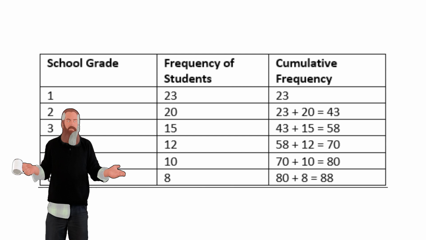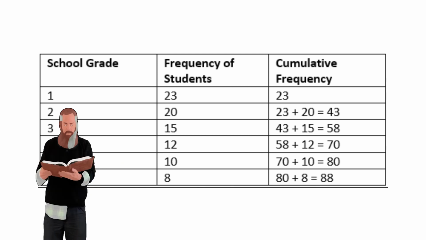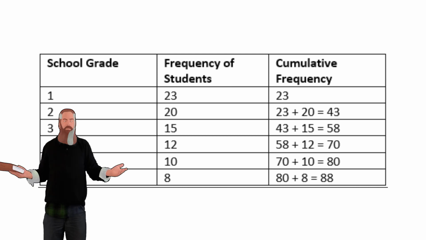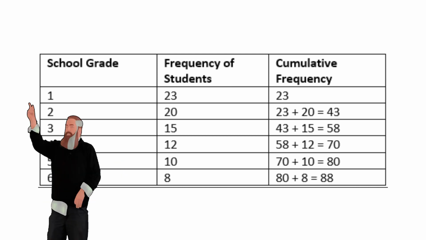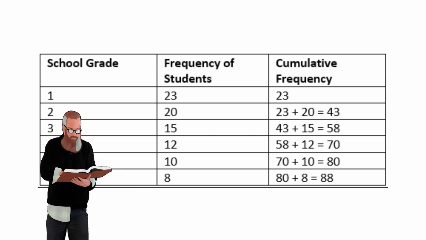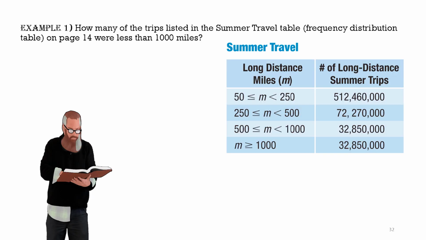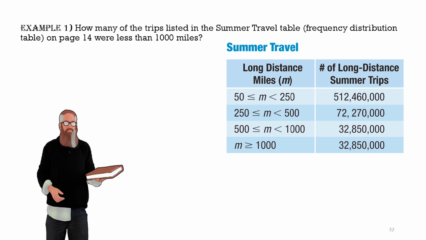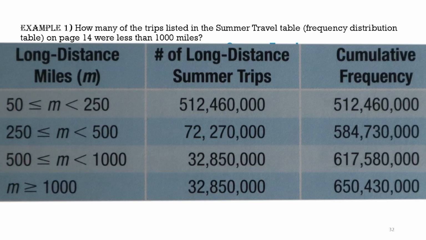To answer this question, you need to add a new category to the table that lists cumulative frequency. This column is created by keeping a running total of all frequencies that are less than or equal to the frequency of that particular interval. The new table is known as a cumulative frequency table and looks like this. The cumulative frequency in this table tells the reader the number of trips that are less than or equal to the longest distance in the interval.